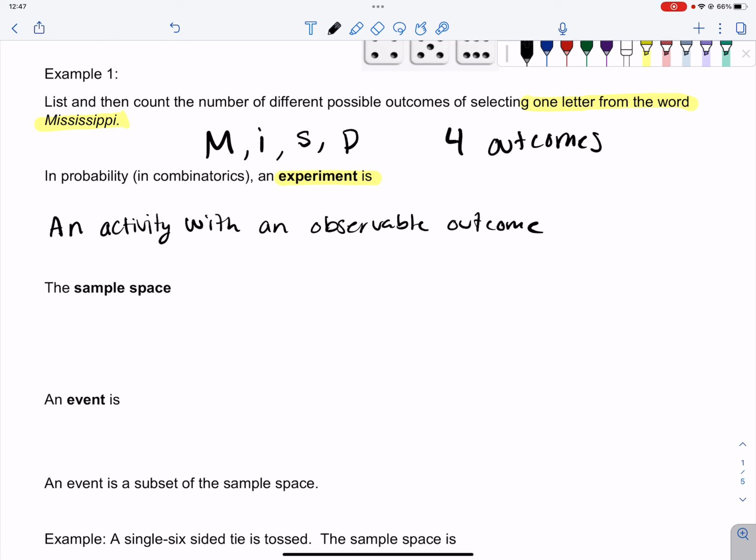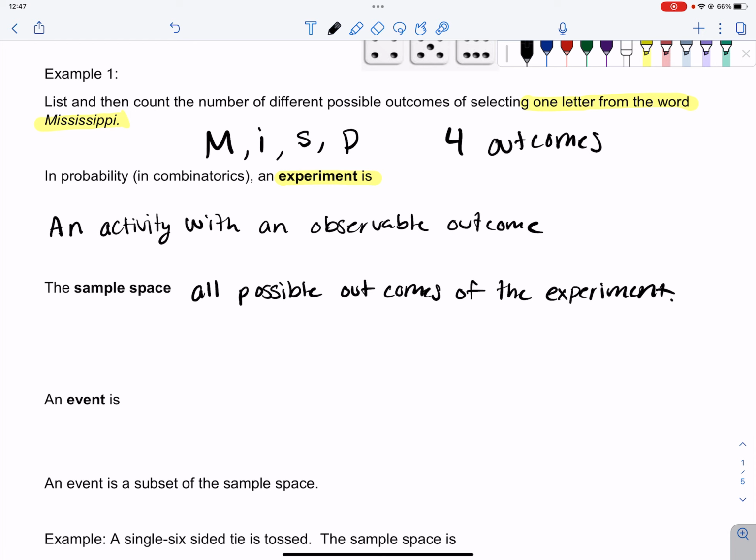The sample space is the list of all possible outcomes of the experiment. So in that last example with the word Mississippi, the sample space is the letters M, I, S, and P. Those would all be in the sample space.